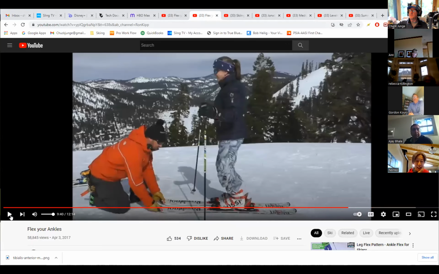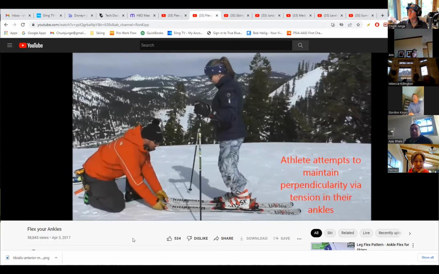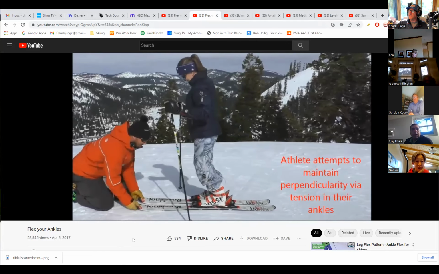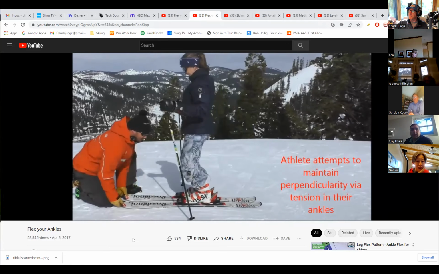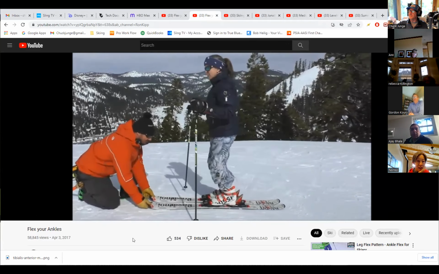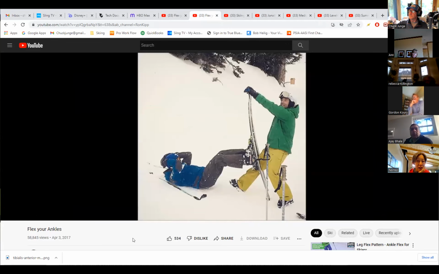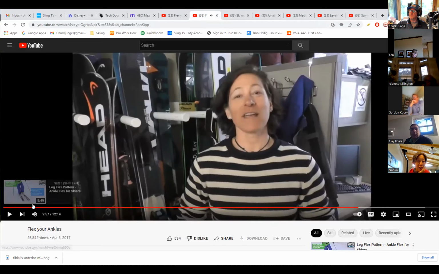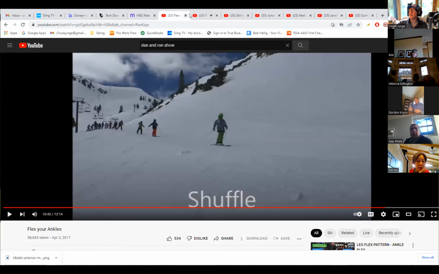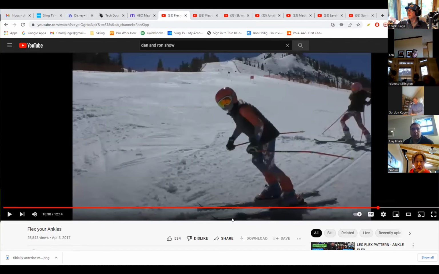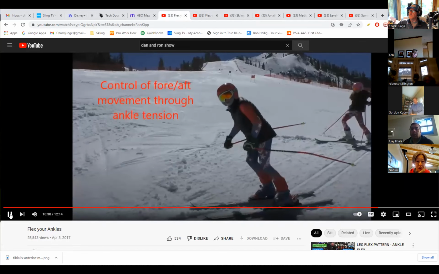All right. So this is kind of a famous one, where you put them in this functional tension of their ankles, and then you make them feel how the ski moves. This is another one too. And that's it. Anybody else got any other ideas? This one's for you, Noriko, because I love this one. Ankle tension.